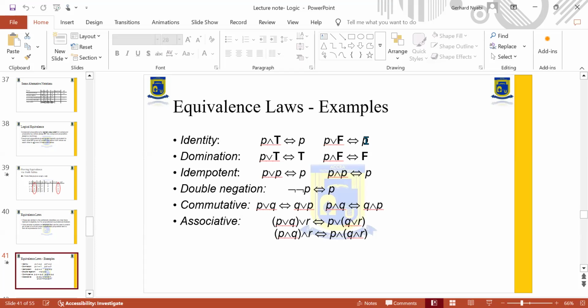Idempotent. That's our next equivalence law. So this law is saying that when you have P or P, your output is the same as P. So what it's trying to say is, let's say you have a statement: Mr. Apalu is the course rep, or Mr. Apalu is the course rep. It's the same as Mr. Apalu as the course rep, right?